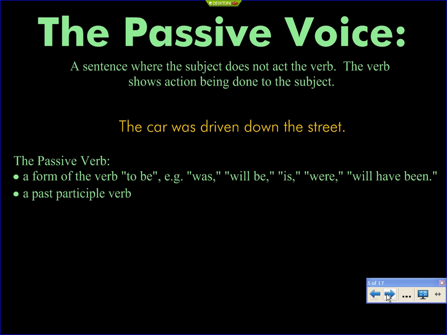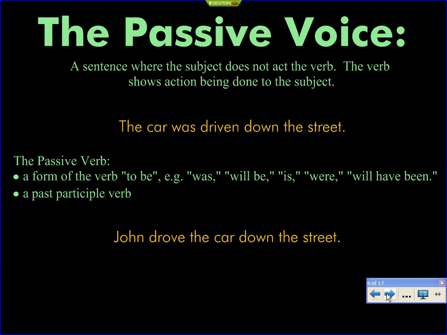The passive verb always contains two parts, and I emphasize this to students time and time again when they try to identify the passive voice. It always contains two parts. One is a form of the verb to be. The other is a past participle. It looks like a past tense verb. Sometimes it's ed, sometimes it's en, it depends. But you will always have some form of the verb to be and a past participle verb.